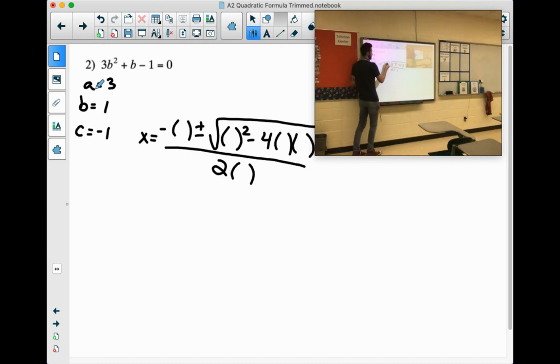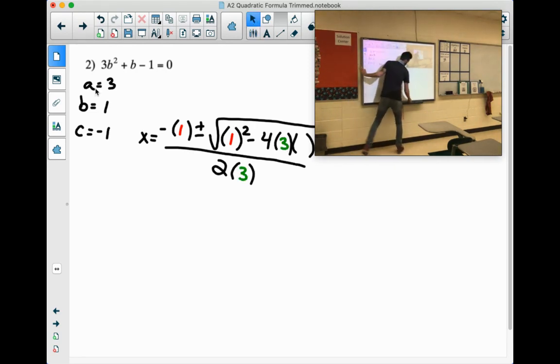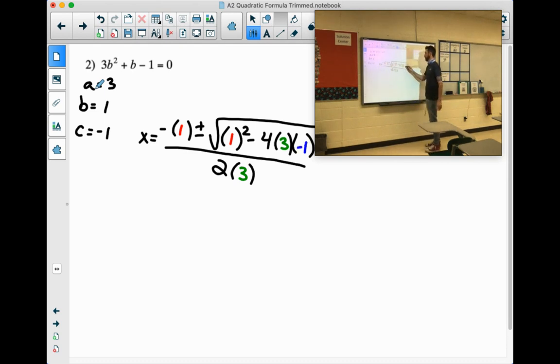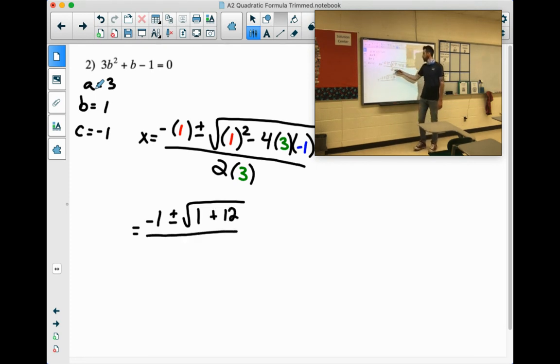Let's see, b is 1, a is 3, and c is negative 1. Let's simplify. We have the opposite of 1, negative 1, plus or minus square root of 1 squared, 1 times 1, 1. Negative 4 times 3 is negative 12, times negative 1 is positive 12. On the bottom, 2 times 3 is 6.